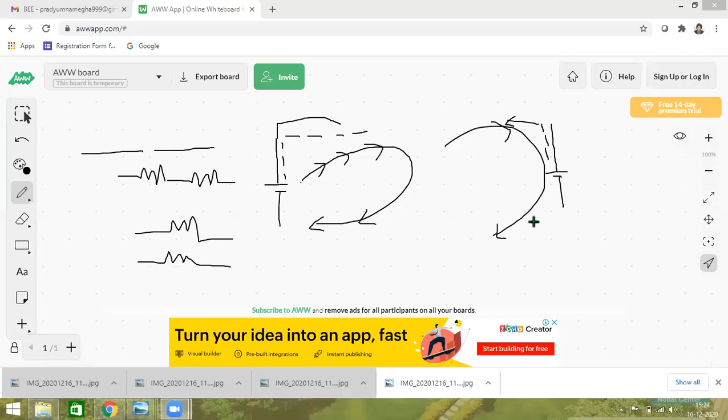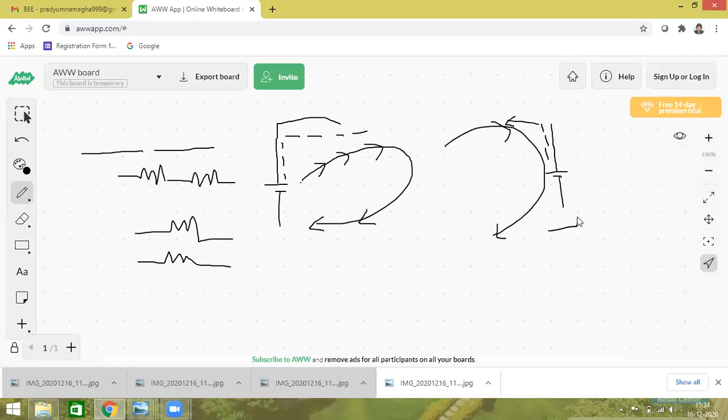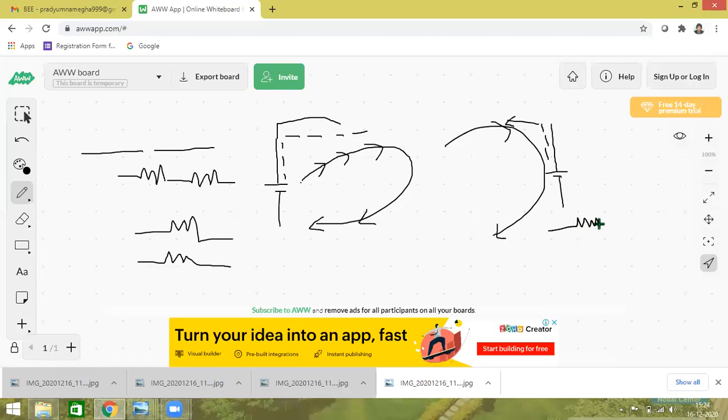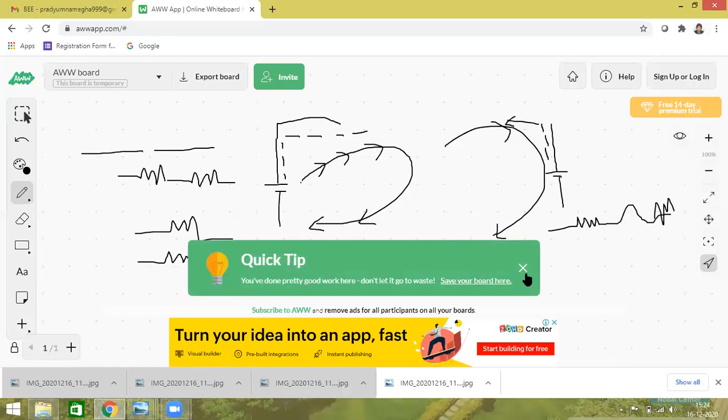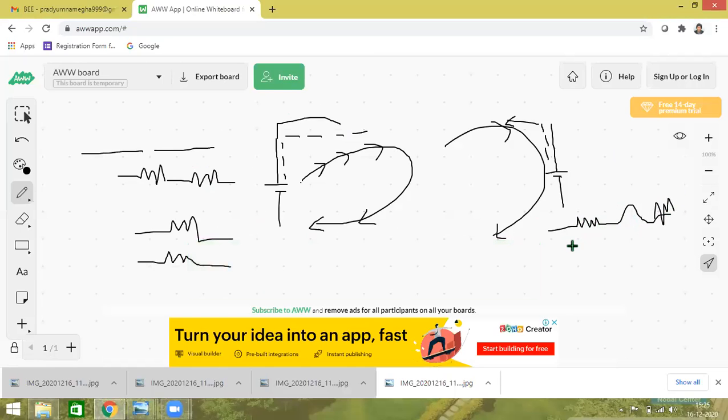Yes, sir. Okay, I'm drawing here. You see these two resistors, one resistor and this one. Let us say these are two resistors. Are they connected in series or parallel? Series. Okay, let me draw one more thing. This is one resistor, and this is another resistor.